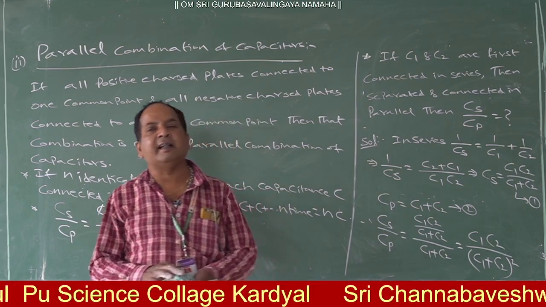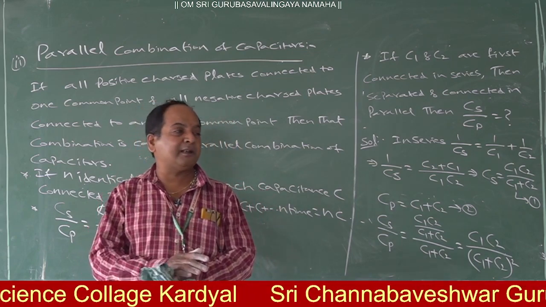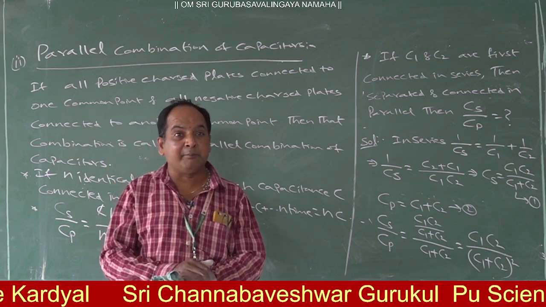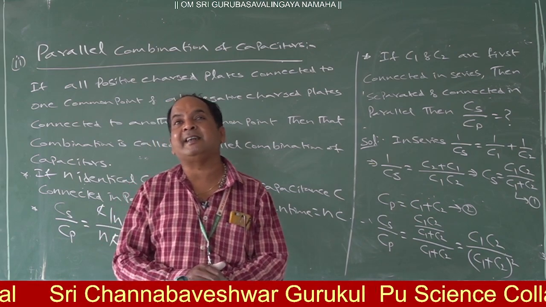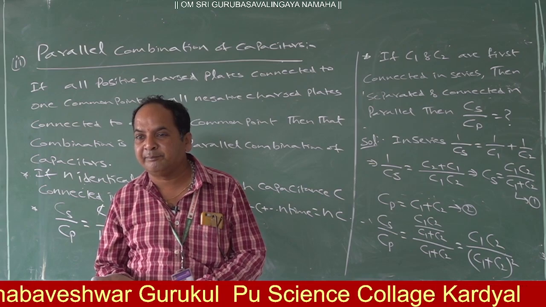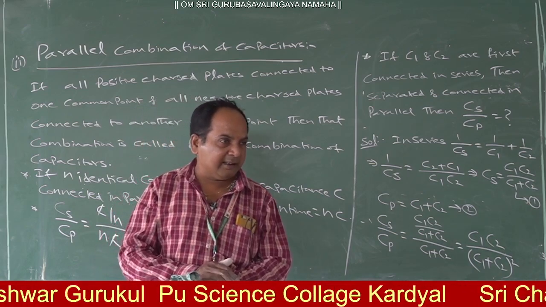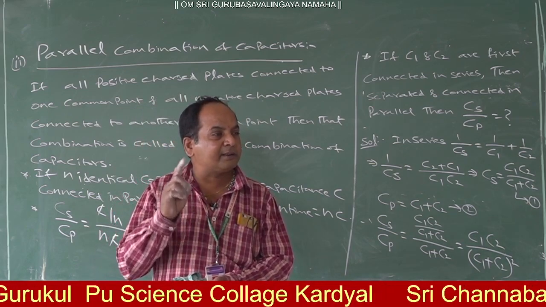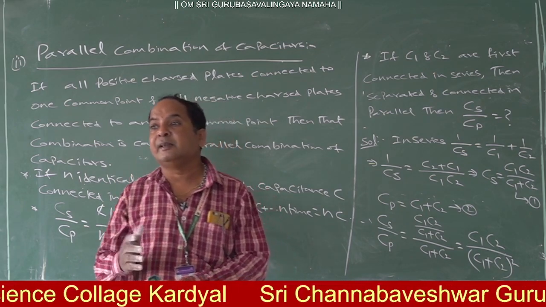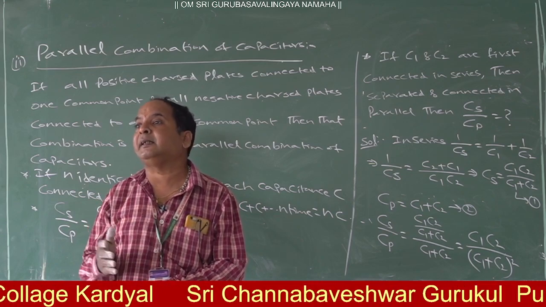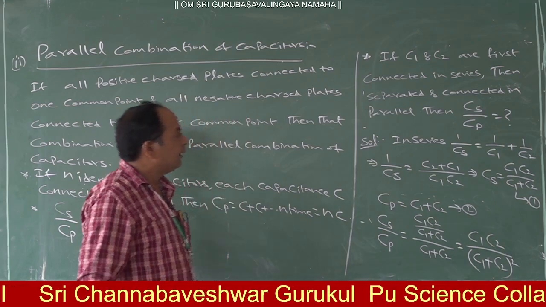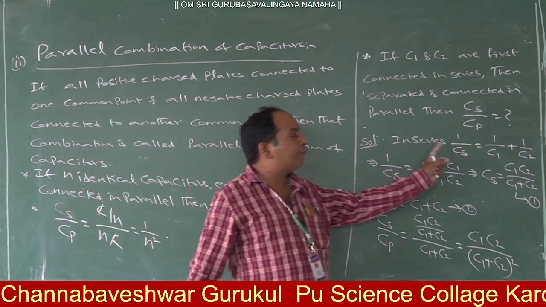Generally, students get confused. For 2 capacitors, Cs is equal to C1 C2 by C1 plus C2. For 3 capacitors, the immediate answer is C1 C2 C3 by C1 plus C2 plus C3, which is wrong. It is C1 C2 C3 divided by C1 C2 plus C2 C3 plus C3 C1. To avoid that type of thinking, you should remember this formula only.